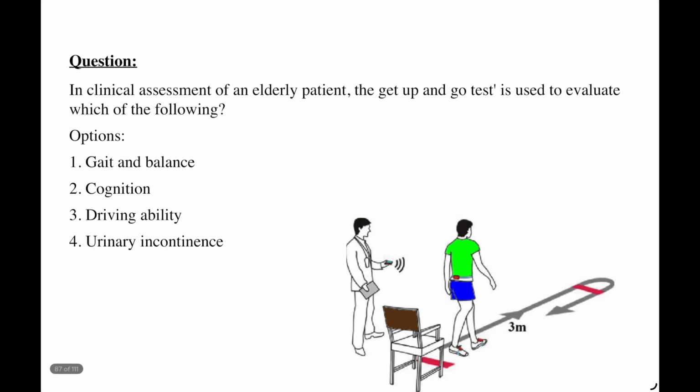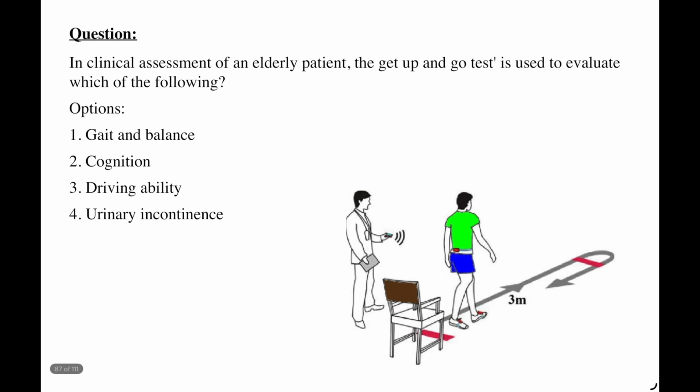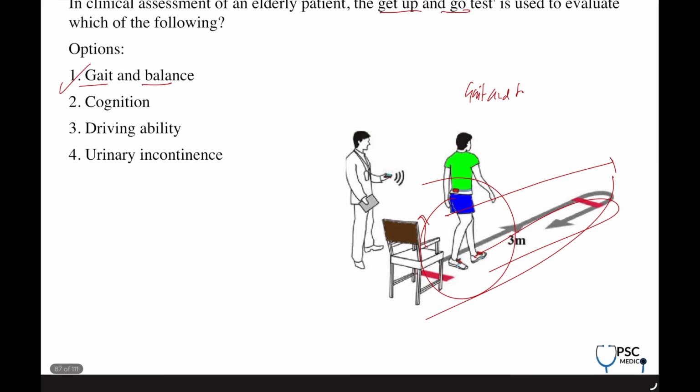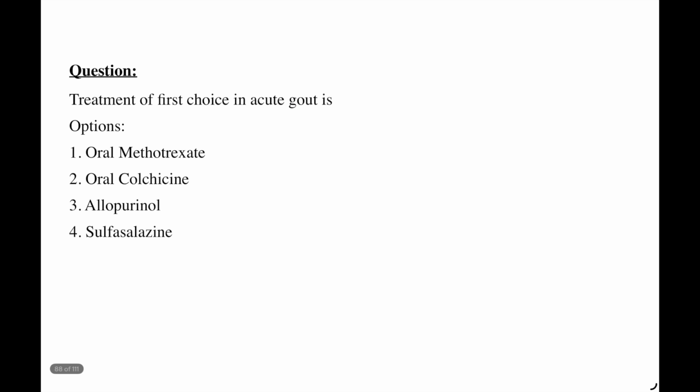Shall we move on to the next question? Focus, we're coming close. We're going to finish the questions. So this test itself, you're asking someone to get up from the chair, go and come back after a 3 minute walk. While doing all these things, you are assessing the gait and balance. It's as simple as that. The name itself, get up and go, gait and balance. I think you can't ask for a simpler question in CMS than this. If you can apply common sense, you can answer it. Treatment of choice in gout.